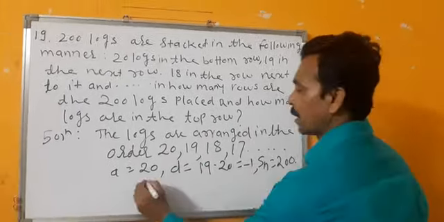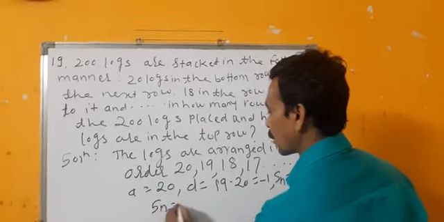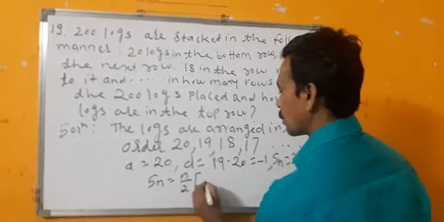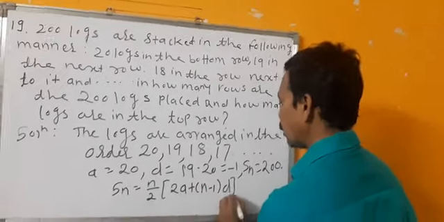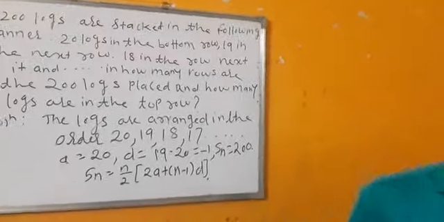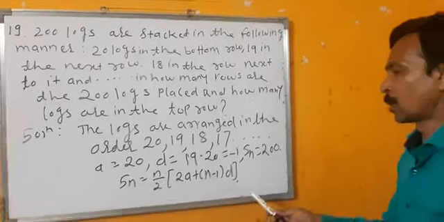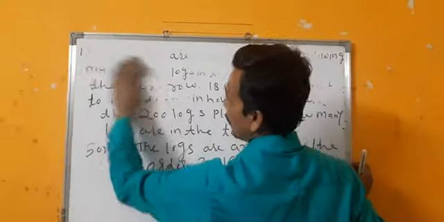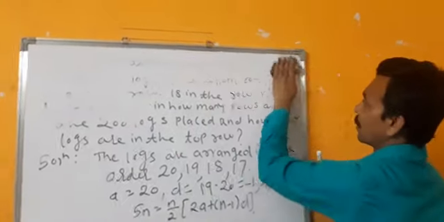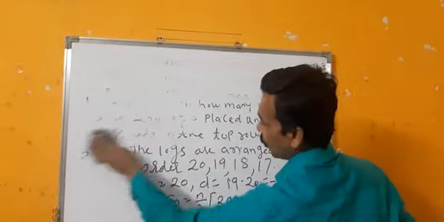Now I will write the formula. Sn is equal to n by 2 into 2A plus n minus 1 into D. Now I will rub this sum, and I will write the solution on the top.